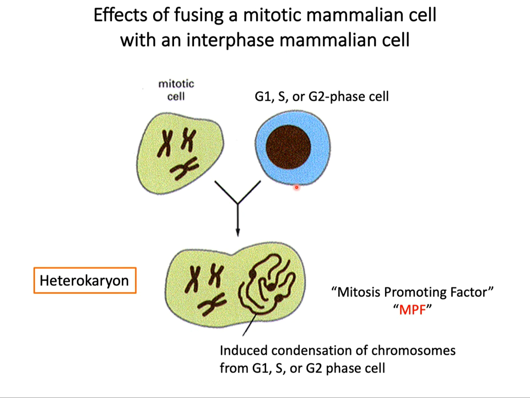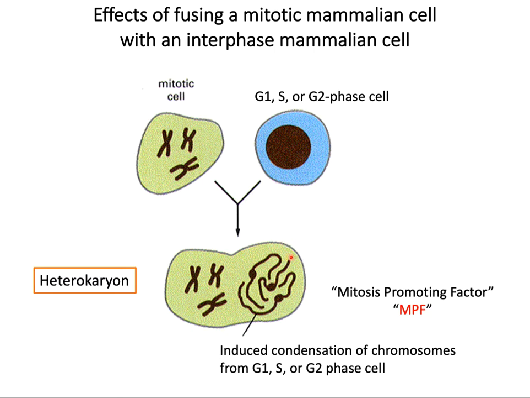You can do this by electroporation. You can do this by incubating the cells with polyethylene glycol that causes the membranes to fuse. Regardless of the method that you use, you end up with a heterokaryon. So this is a cell with double the amount of DNA. What you will notice in this heterokaryon, in this fused cell, is that the DNA that was originally in the nucleus of the G1 or the S or the G2 phase cell begins to condense.